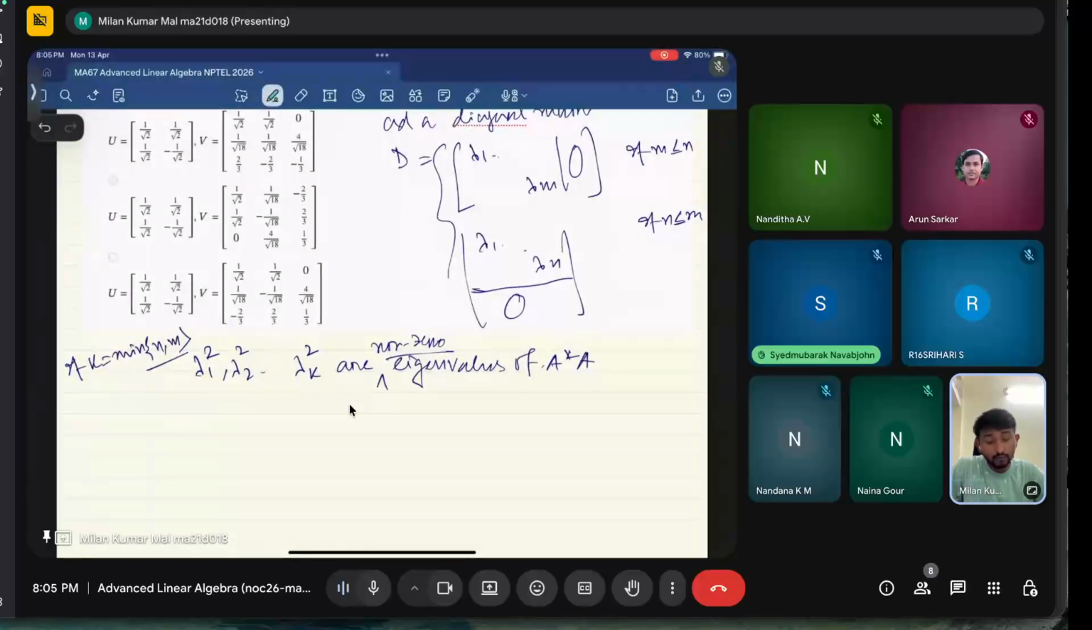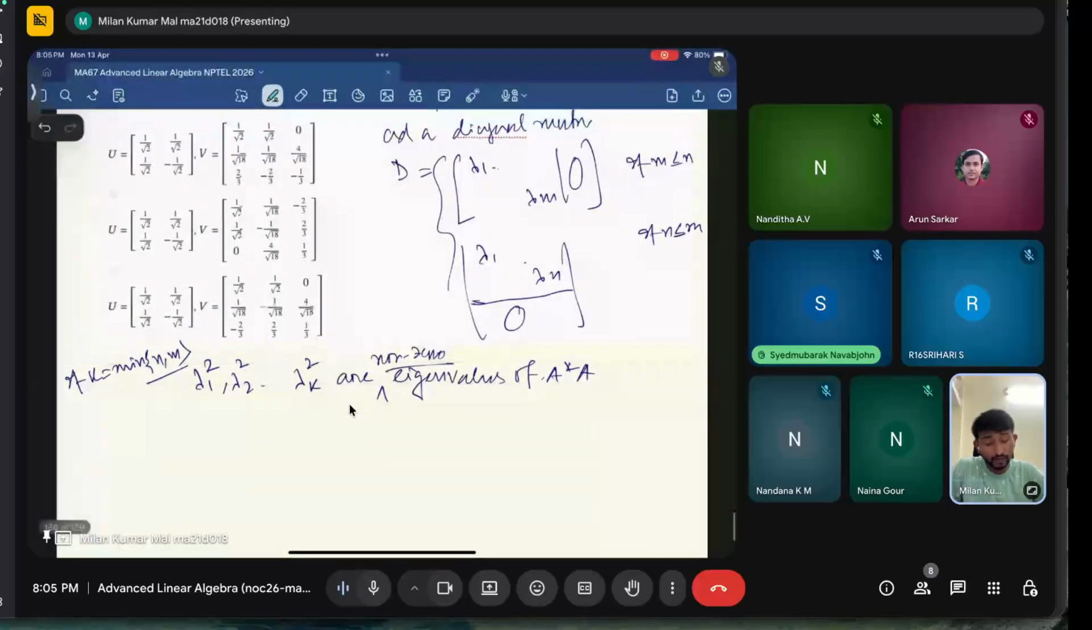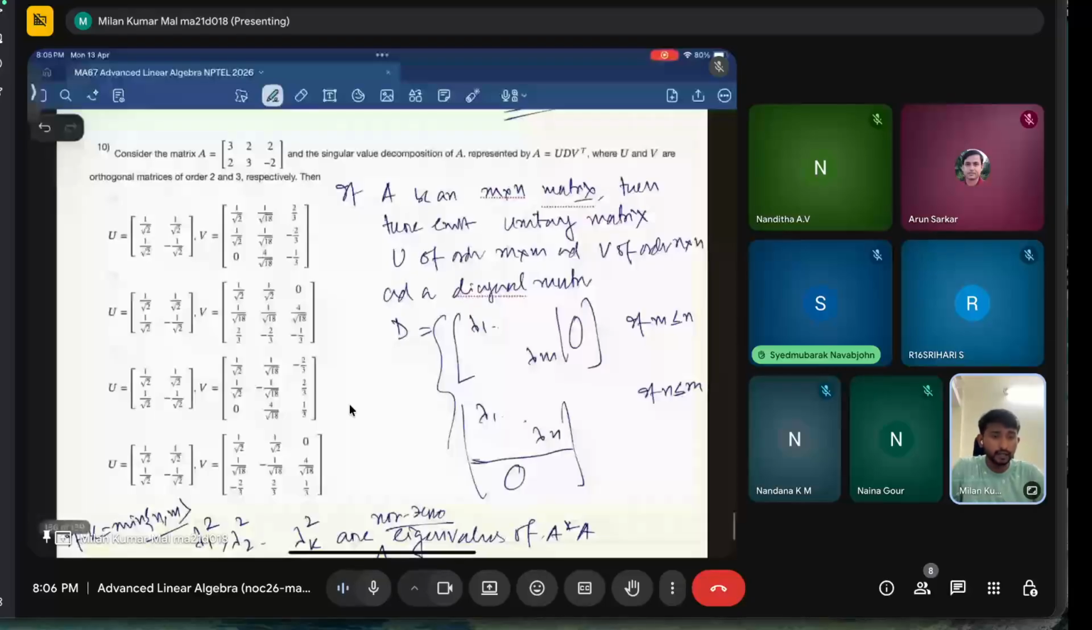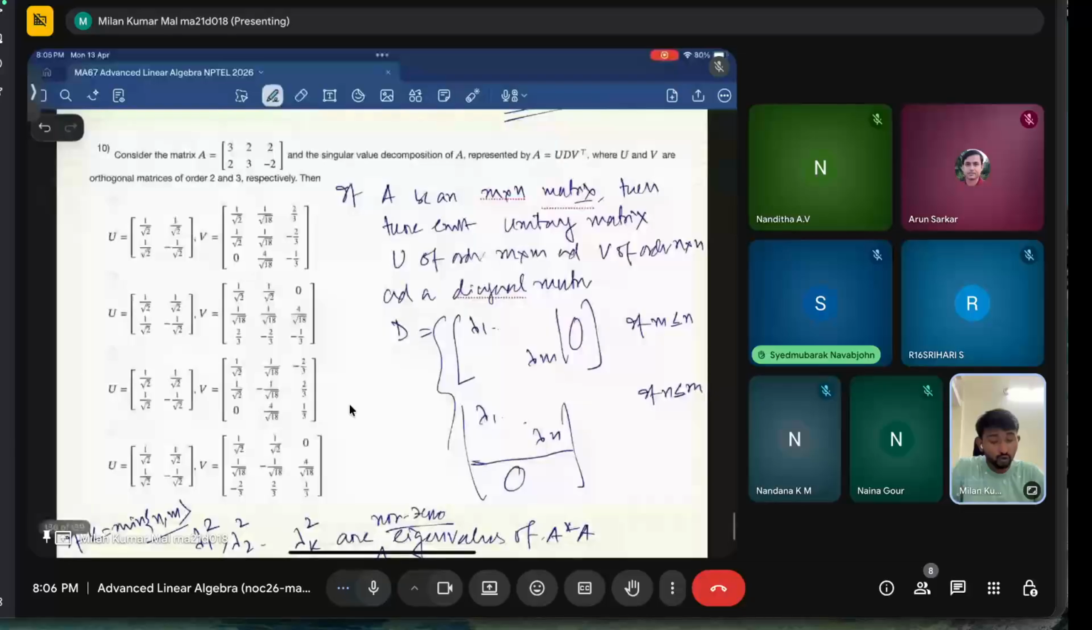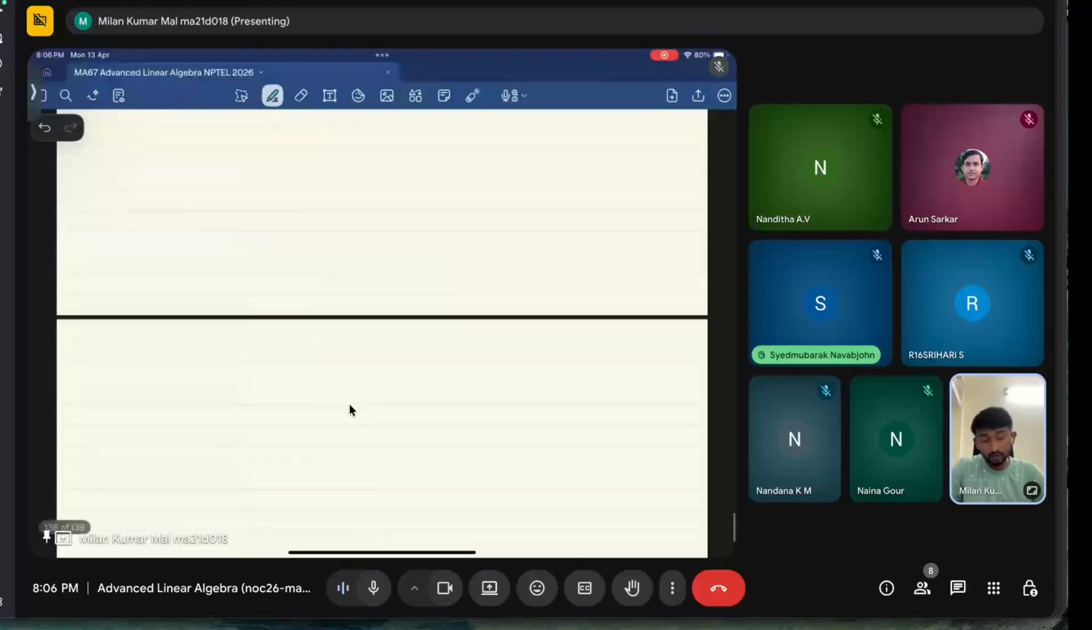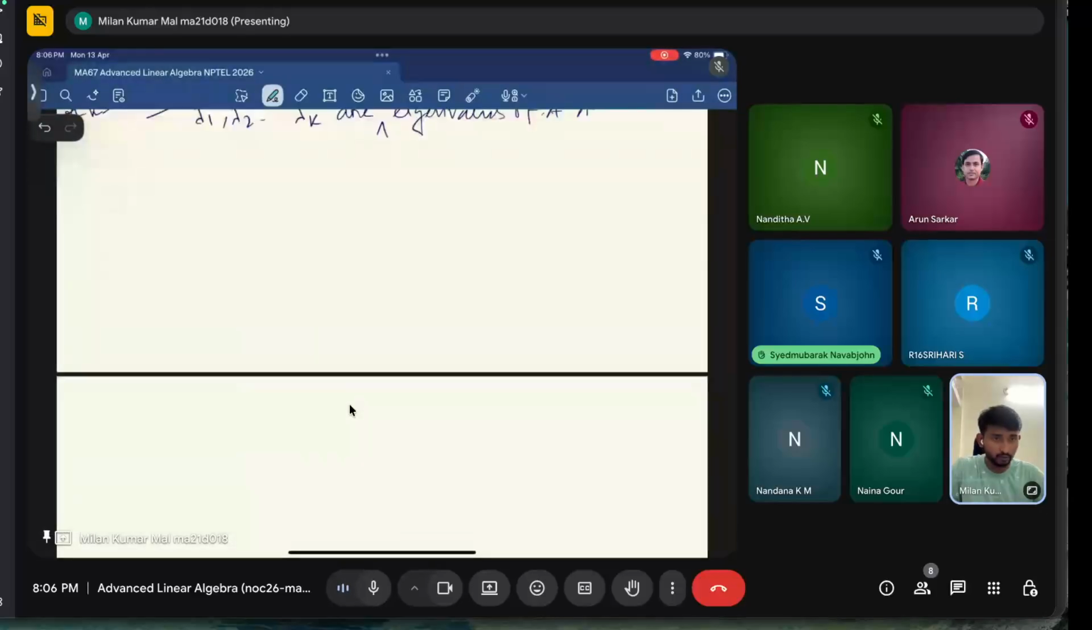So what we have to do here is find the matrices D, U, V. You can't obtain U and V without D. There are two ways; I am doing one way, and one can find the singular value decomposition either way.